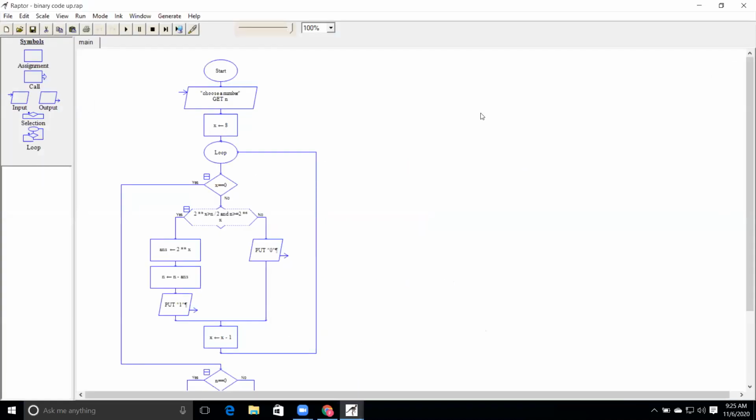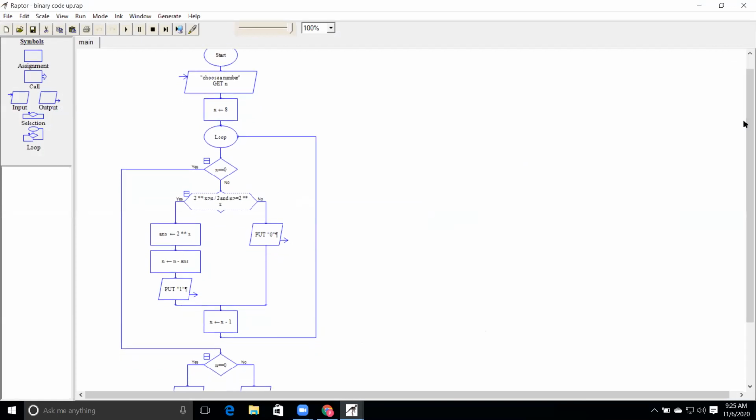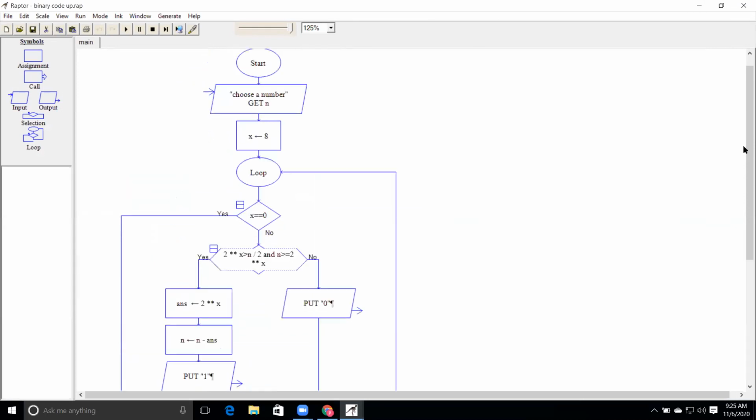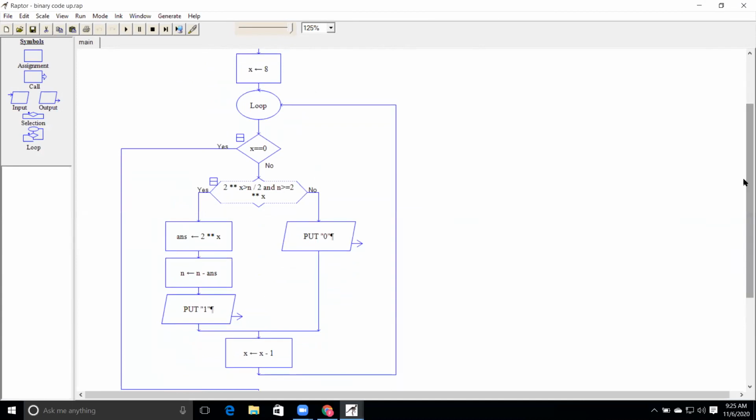Sir, can you see my screen, sir? Yes, I can. This is the code, sir. Should I zoom it, sir? 2 power x, what is that? Can you zoom a little bit? Yes, this thing, sir. Okay, 2 power x greater than n by 2, or 2 power x greater than or equal to n. Yes, sir. 0 answer will be okay.